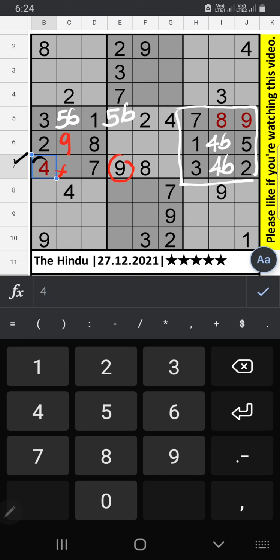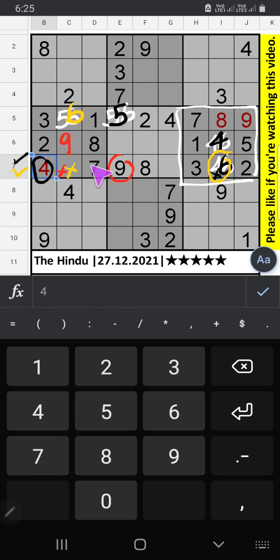In the 7th row we have already 4 here. Then 4 will not come in this cell. 4 will be here. 6 will be below. In the 7th row we have already 6. 6 will not come in this cell. It will come here. Then 5 will come in this cell.